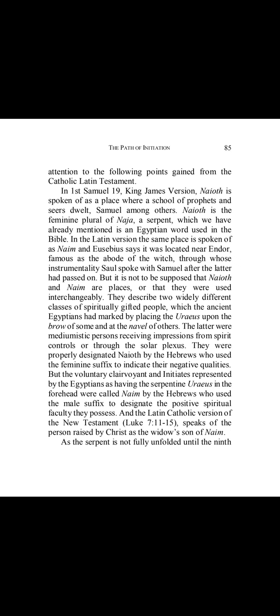But it is not to be supposed that Naioth and Naim are places, or that they were used interchangeably. They describe two widely different classes of spiritually gifted people, which the ancient Egyptians had marked by placing the uraeus upon the brow of some and at the navel of others. The latter were mediumistic persons receiving impressions from spirit controls or through the solar plexus. They were properly designated Naioth by the Hebrews, who used the feminine suffix to indicate their negative qualities.